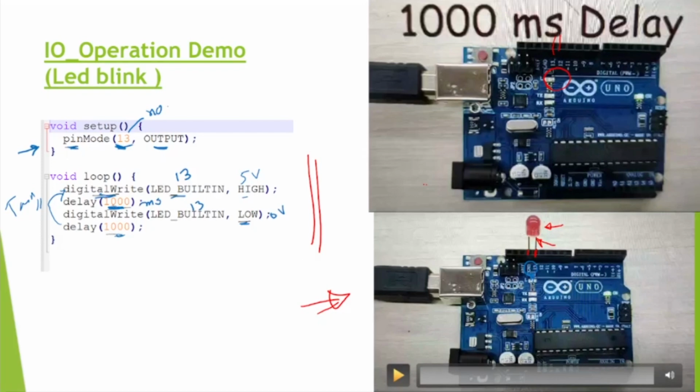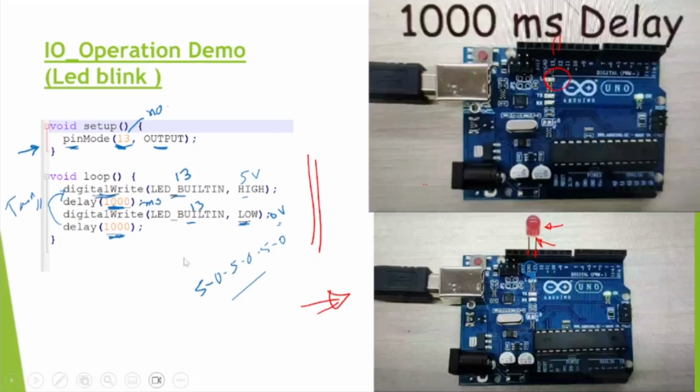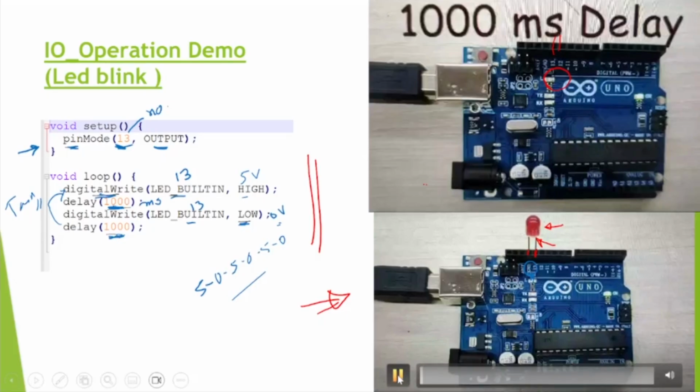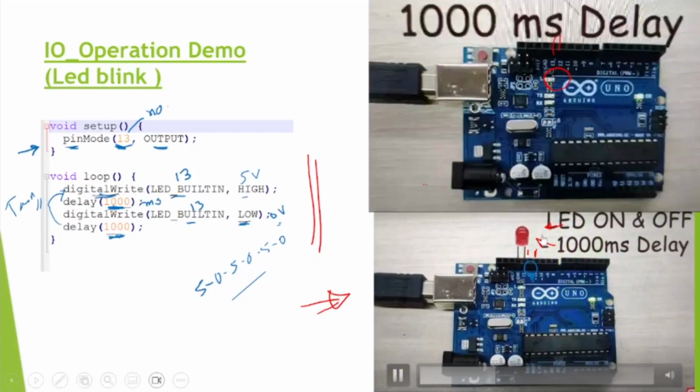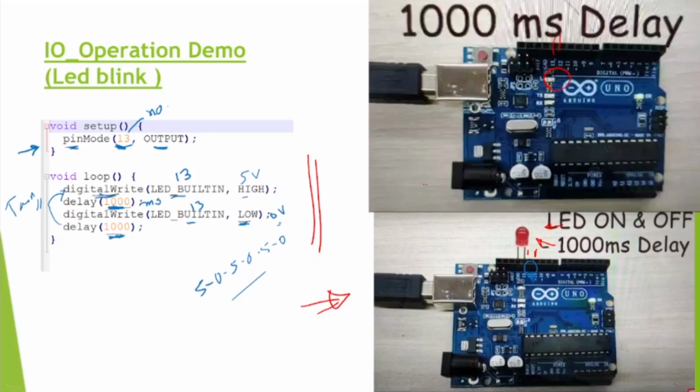Then I delay 1000 milliseconds. Then I do digital write again on pin number 13 and make it low, means 0 volt. So it goes to 5 volt, then it goes to 0 volt, then 5 volt, 0 volt, 5 volt, 0 volt. It keeps doing that, and there is a delay of 1000 milliseconds in between. And that is how it is blinking. If you look at the blinking part, you can see there is blinking and there is a delay in between that. That is where it is connected to this.